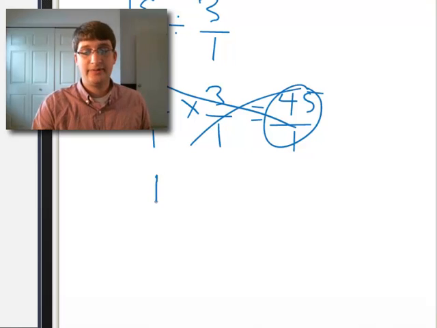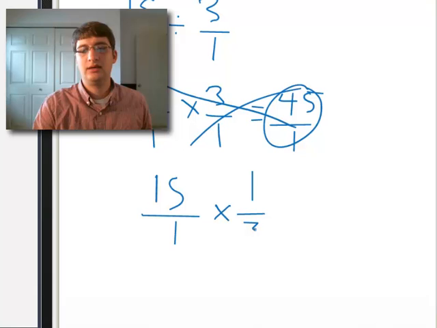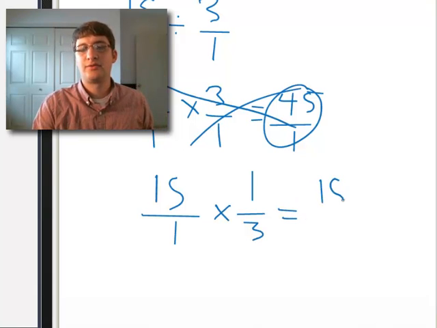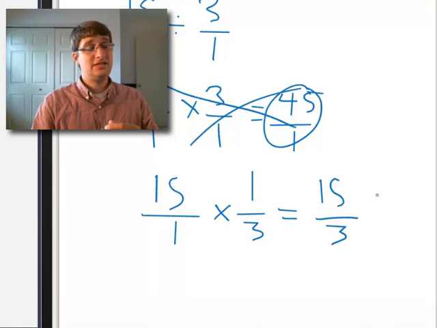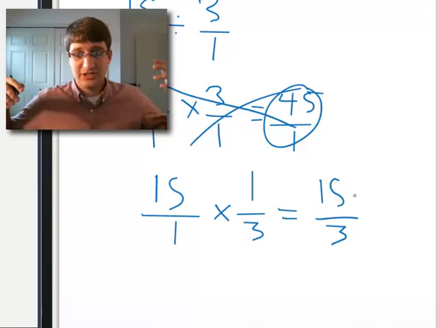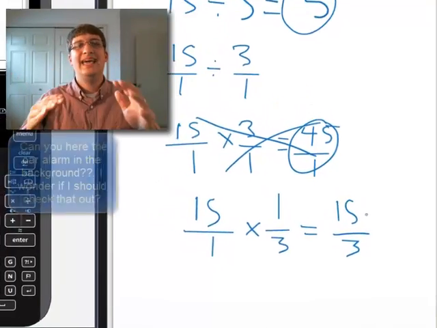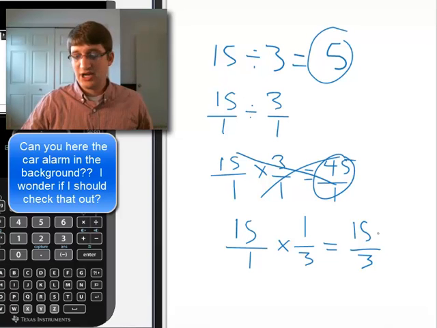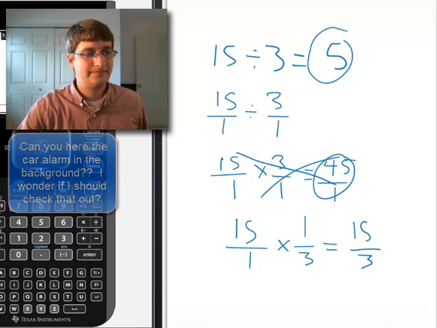So let's, again, multiply the reciprocal. 15/1 times 1/3, and that equals 15/3. 15/3, again, we can just divide that and find out that it's just going to be 5. So that will be the way we do it. Let's try another problem real quick.